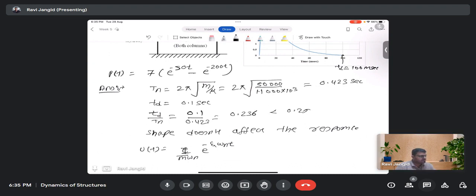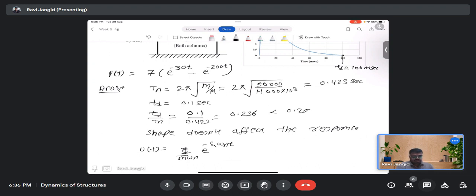What is this 0.25? If my td by Tn is less than 0.25, it means the shape of the pulse doesn't affect the response. I can directly consider the area of the pulse to find the response, as we have done in the previous question. It's a standard constant value, 0.25, an approximation. Then we take directly the area of the pulse.